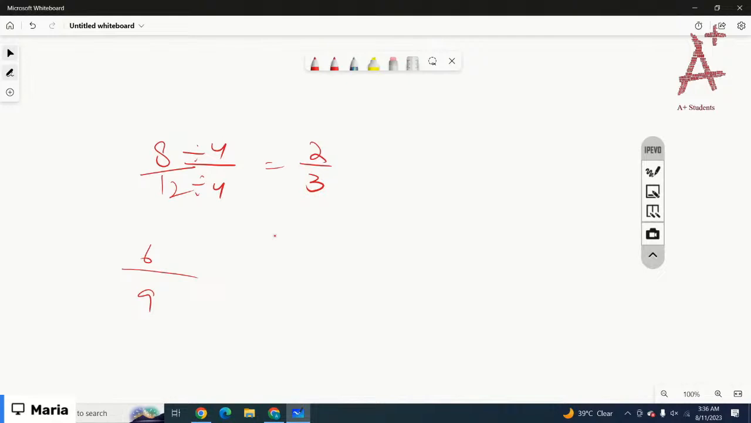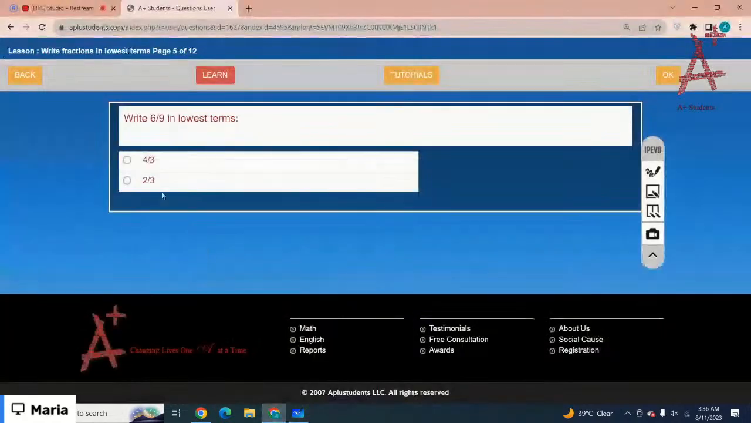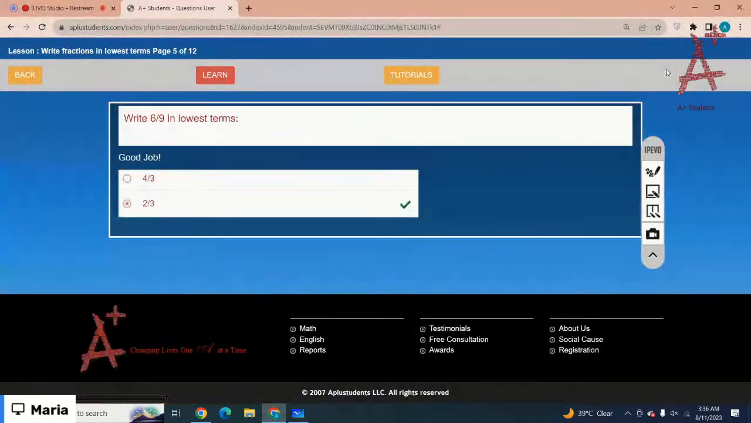The greatest number, very good. That means it is 3. So it would be 3 times 2 is 6 and 3 times 3 is 9. Yes, it is 3. So the lowest form is 2 over 3, right? Lowest form means they cannot be further divisible by any common number, right?